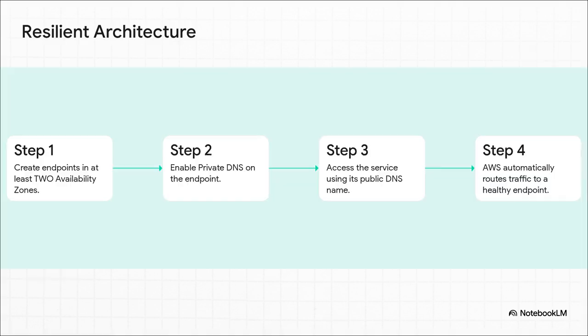Not good. So the best practice for a resilient architecture is really simple. First, create endpoint network interfaces in at least 2 availability zones. 3 is even better. Then, make sure Private DNS is enabled. After that, your application just keeps accessing the service using its public name. And finally, AWS automatically takes care of the rest, routing traffic to a healthy endpoint. If one AZ goes down, traffic seamlessly fails over to the others.